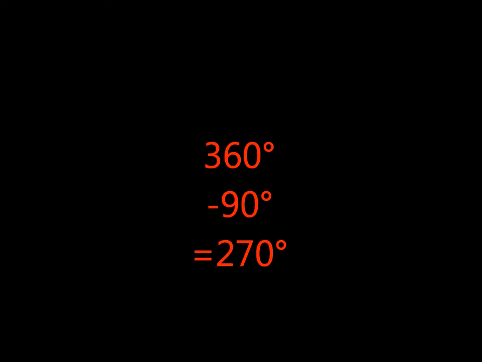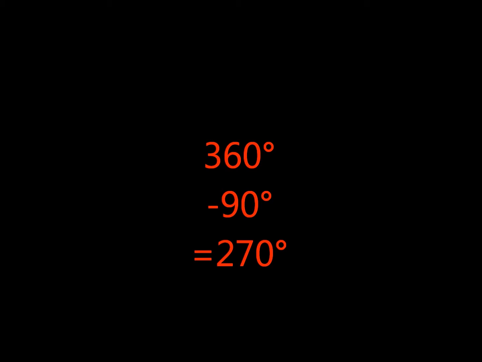We must realize here that a circle has 360 degrees around it. We've taken out a 90-degree sector of this circle. Therefore, we must subtract 90 degrees from this total of 360 degrees. 360 degrees minus 90 degrees equals 270 degrees.